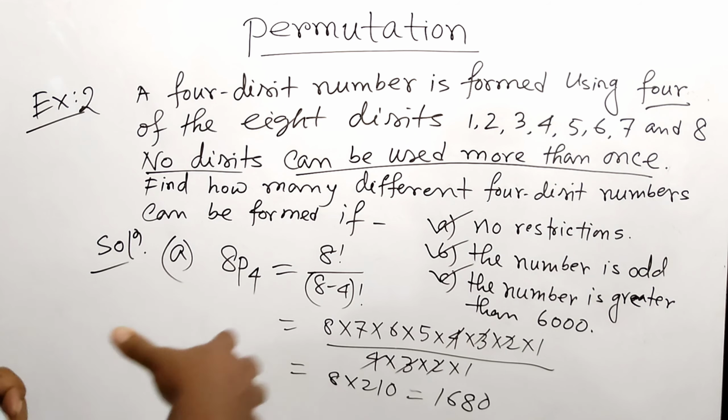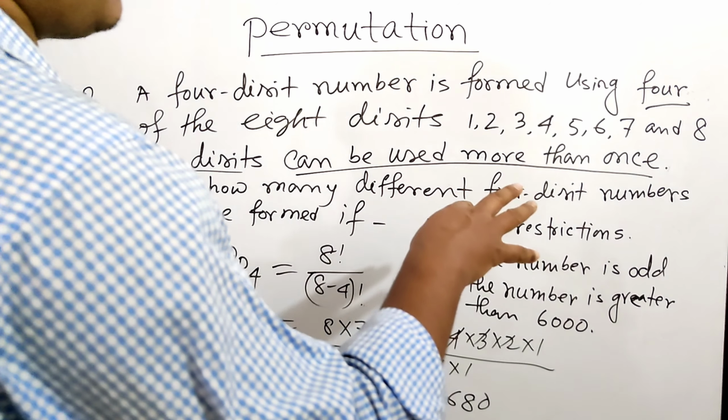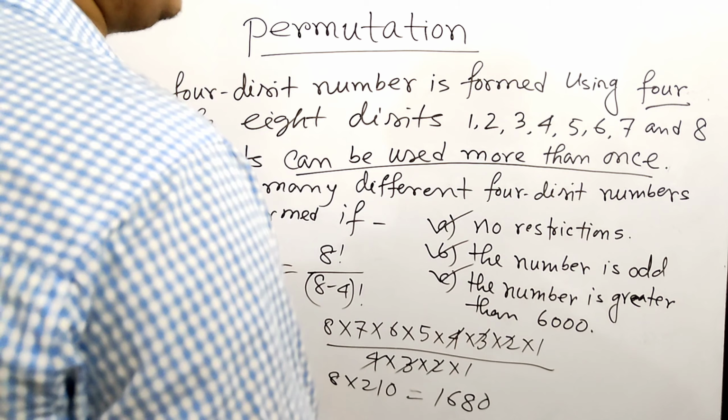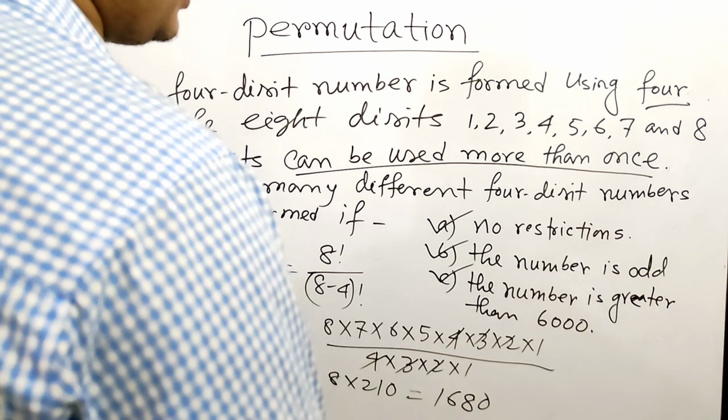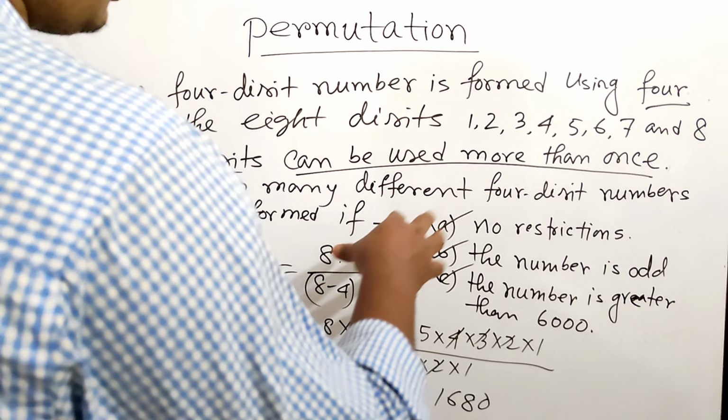That means you can make 1680 four-digit numbers from the given 8 digits if there are no restrictions. It's a huge amount. Now I'll solve number B.